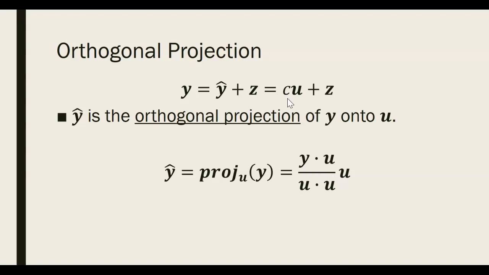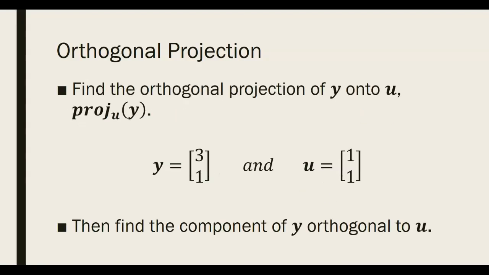Now this coefficient c is going to be the inner product of y and u divided by u inner product with itself. So the coefficient is the thing we need to find, multiply it times u, and that coefficient is going to be inner product of y and u divided by inner product of u with itself. So this is a problem that we did last time, but I just want you to push pause, do it again to figure out what the orthogonal projection is and also the component of y orthogonal to u.